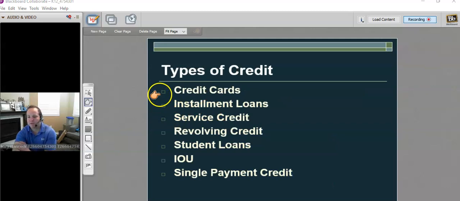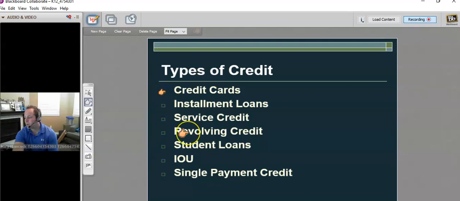Alright, so there are different types of credit. There are credit cards, which have very high interest rates, installment loans, service loans, revolving credit, student loans, IOUs, and single payment credit. So I would watch out and understand a lot before you enter into any type of credit agreement.